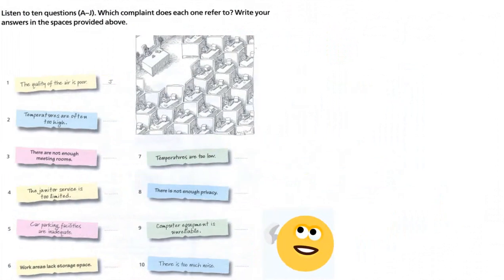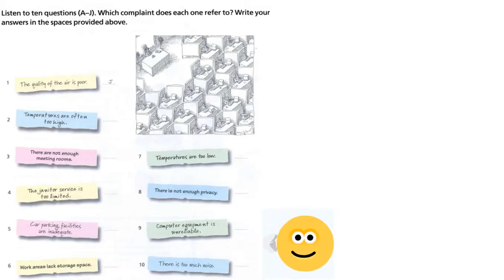All right. Now the listening part. It says listen to 10 questions from letter A to letter J. Which complaint does each one refer to? Write your answers in the spaces provided. Oh, above. It says above, but it's because I moved the instructions.